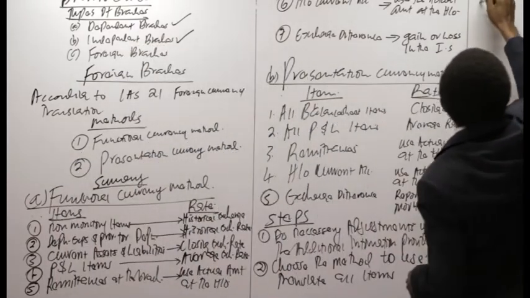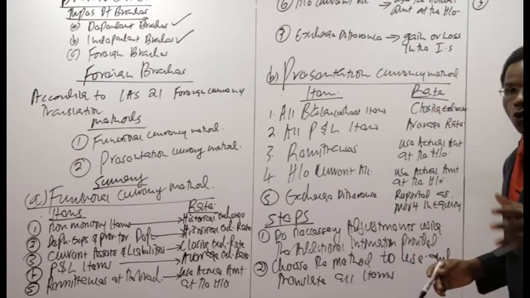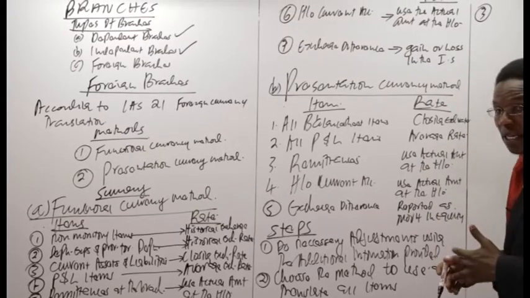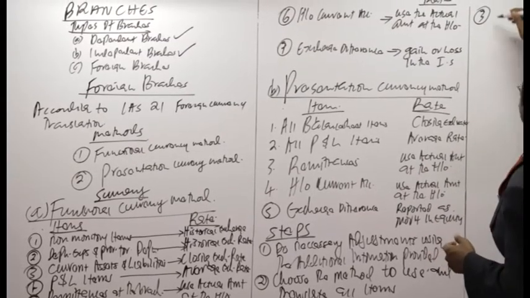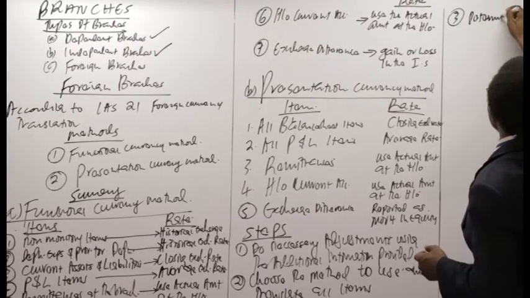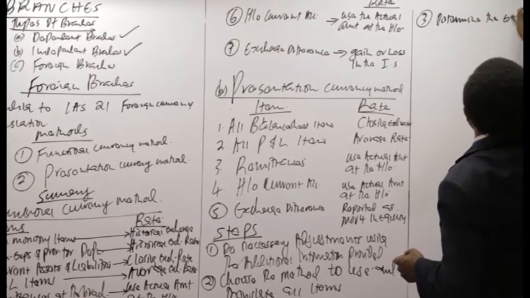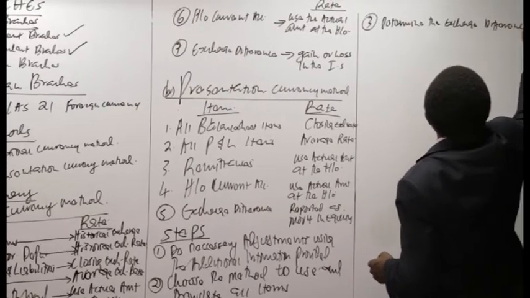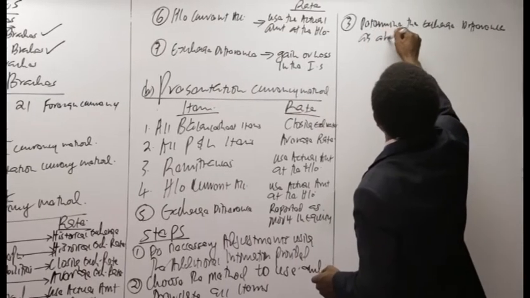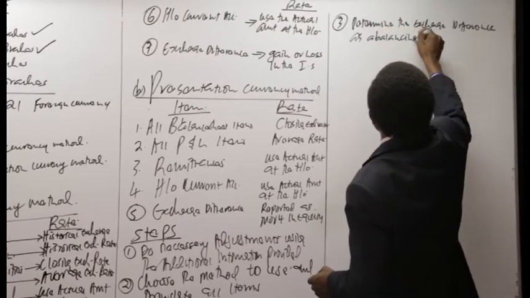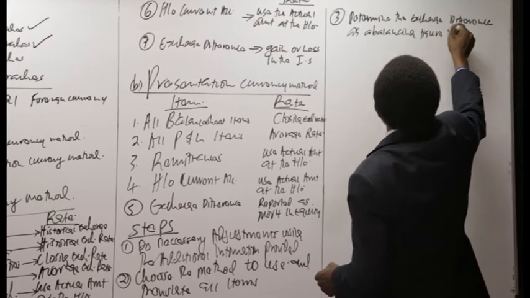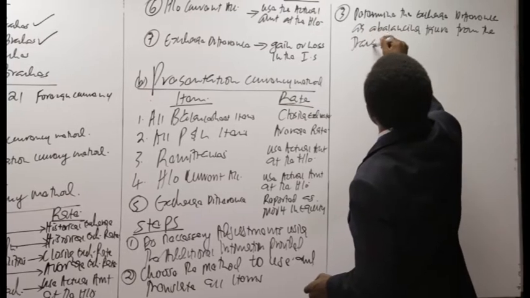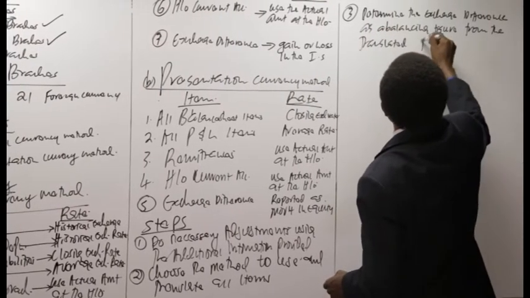Step number 3, after you have translated, you determine the exchange difference as a balancing figure from the translated trial balance.